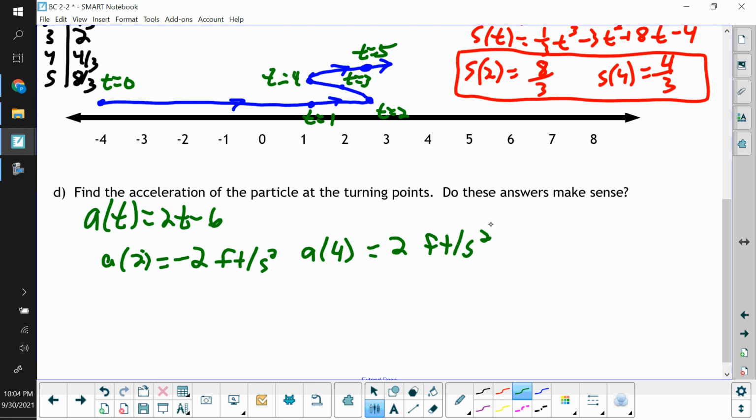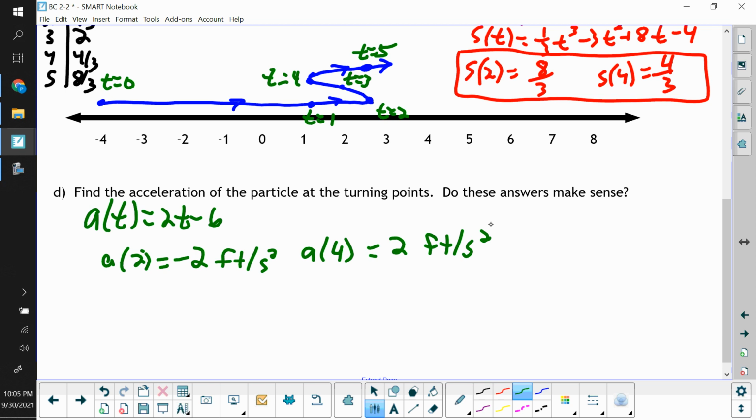We want to know if these answers make sense. Well, remember, your acceleration is the change in velocity. At t equals 2, that is when we are no longer stopped for an instant and are now heading to the left. So as you start heading to the left, your velocity should be becoming more negative. So that negative velocity tells us to head to the left. So that's why it makes sense we got a negative acceleration at t equals 2.